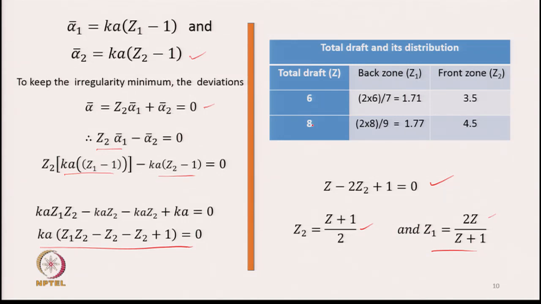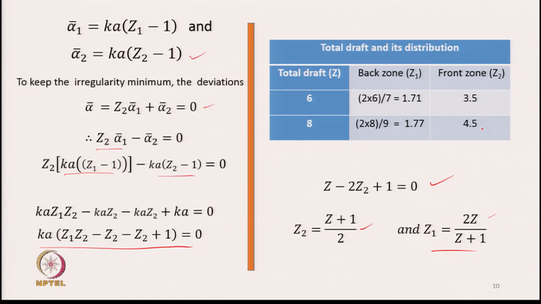where the total draft is 6 and 8. So, in the case of total draft 6, the back zone draft calculated based on this theory is 1.71 and therefore, the front zone draft becomes 3.5, and if we multiply these two, we will get 6. If the total draft is 8, then the back zone draft is going to be 1.77 and the front zone draft is going to be 4.5.